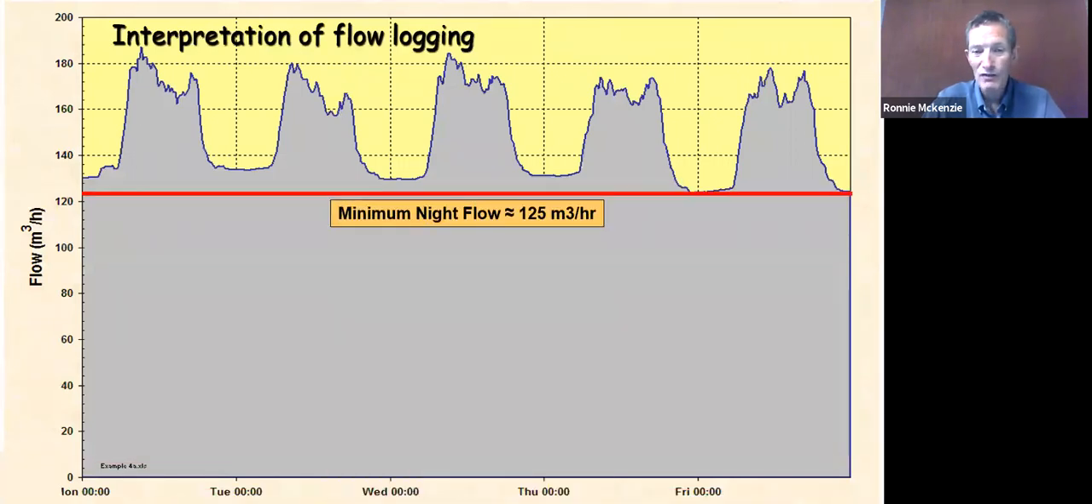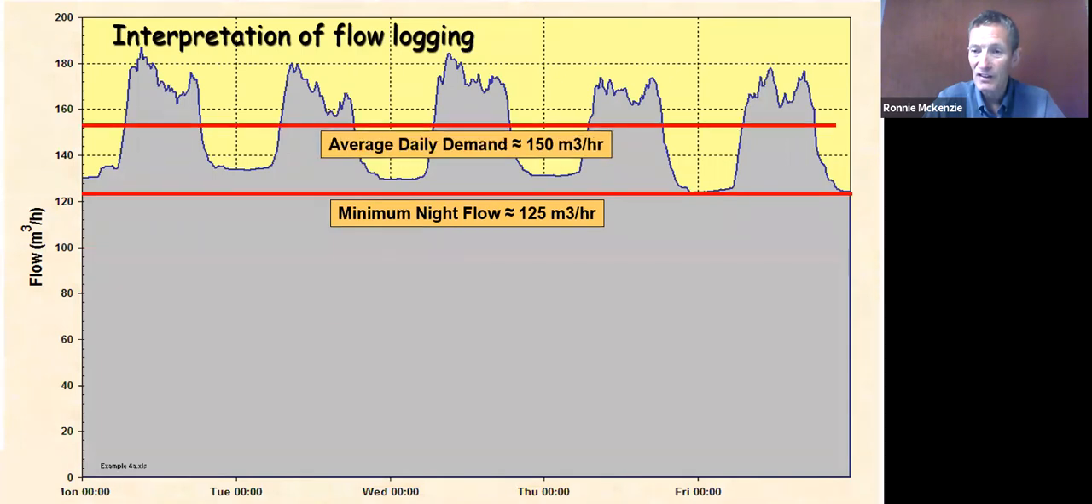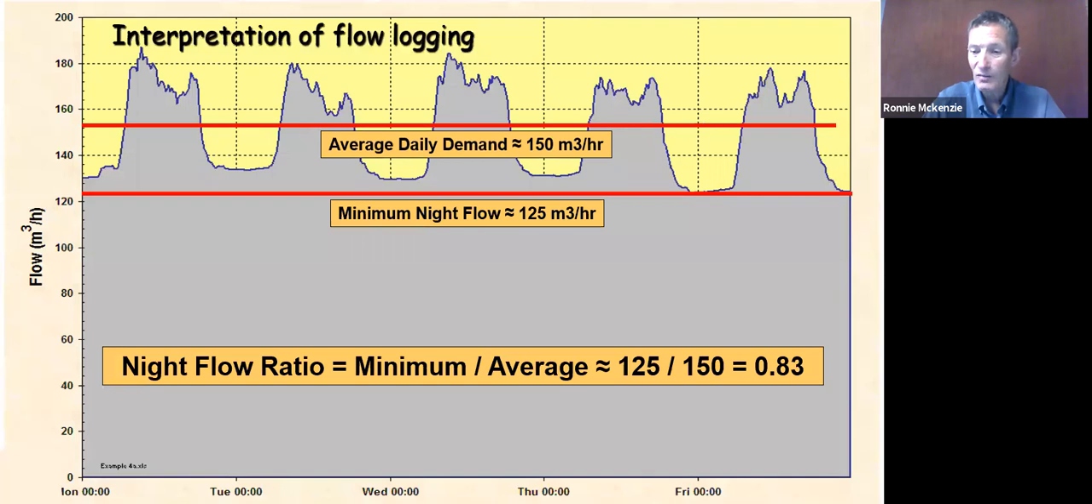There you've got a minimum night flow of 125, an average daily flow of 150. Your ratio in this case is 0.83. And that's pretty serious. When you're up at those sorts of levels, generally we find it's due to internal plumbing leakage that is just ballistic. It's just gone wild, and that is quite a serious problem for us. So in a logging result like this, you don't really need to be a rocket scientist to pick up that you've got a major problem.